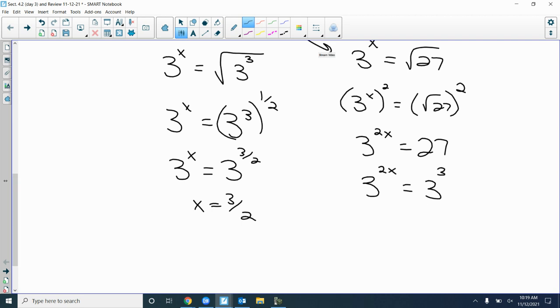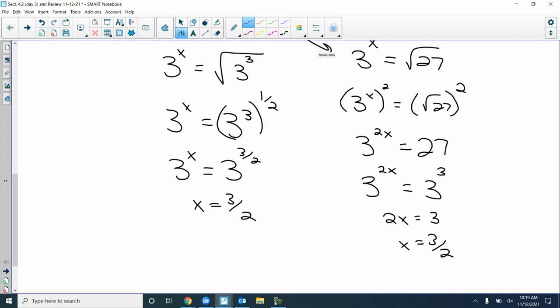So at least that part was the same, where you made them common bases. Okay, so we ended up getting the common bases. She got rid of the radical by squaring both sides. I got rid of the radical by making it the 1/2 power. Either way helps get rid of the radical. So now I get 2x equals 3, x equals 3/2.